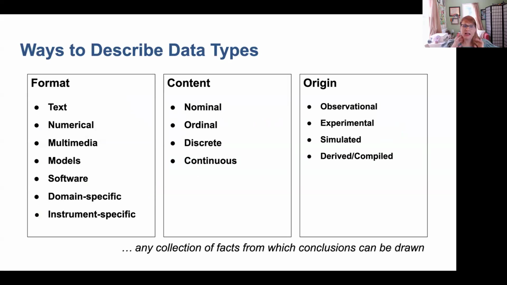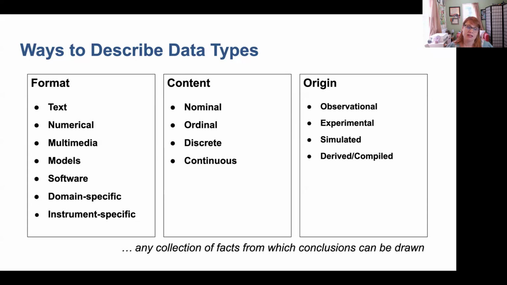So data can come in lots of different formats. It can come in really any format. It could be a text file, like a text or a PDF. It could be numerical, SPSS, STATA, Excel data. It could be multimedia files. It could be groups of images or video. Could be different kinds of models, 3D models, statistical models. It can be any kind of software.